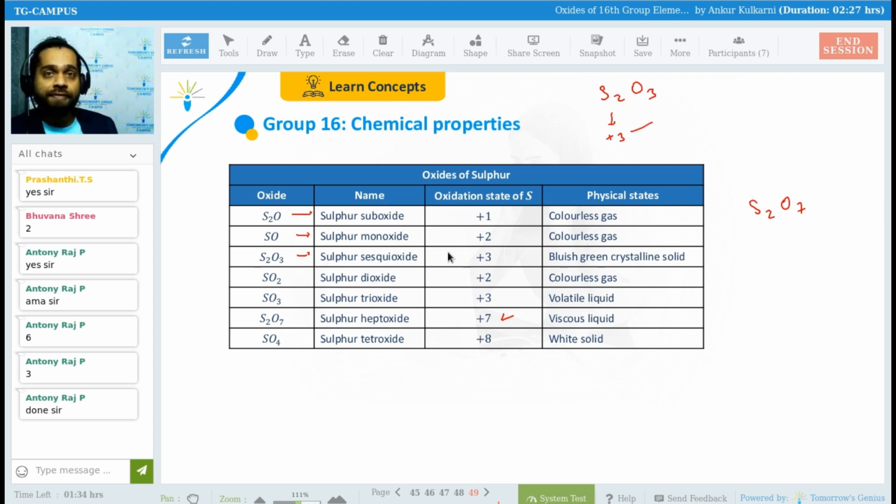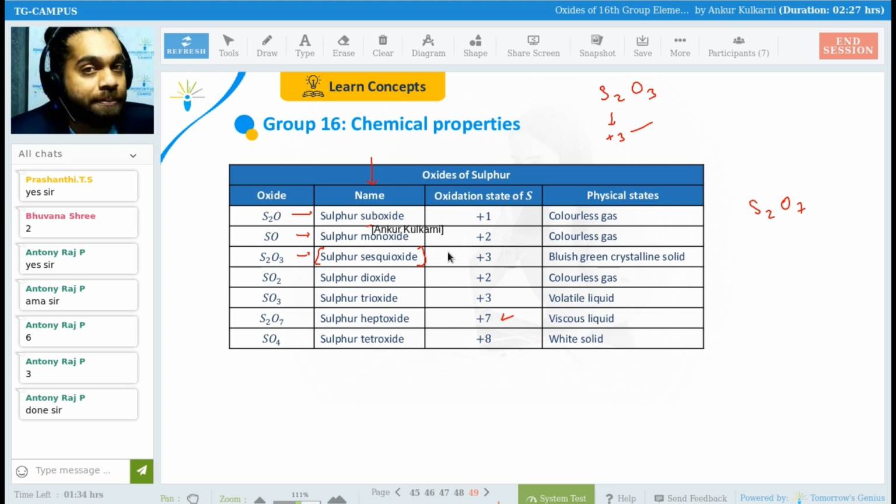But if I ask you the oxidation state of sulfur sesquioxide, will you be able to do it? No. So that is why the name is important. Sulfur sesquioxide is nothing but S2O3. So this is where you have to remember the name.